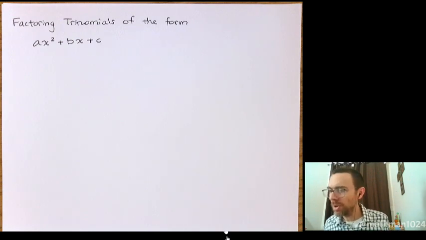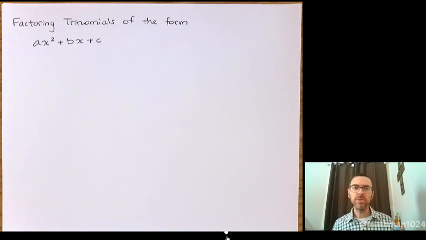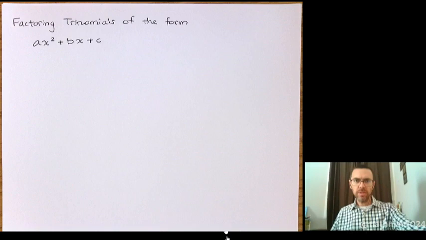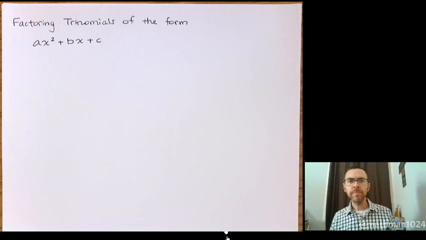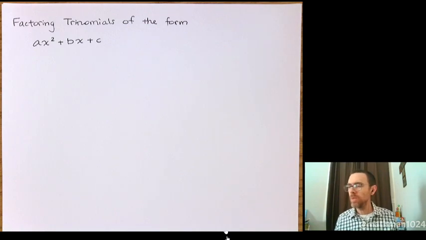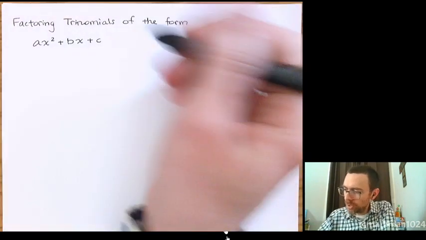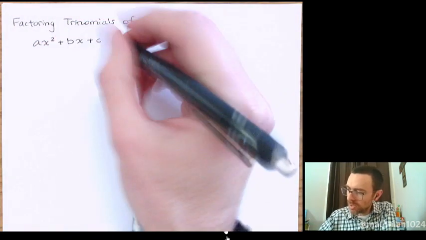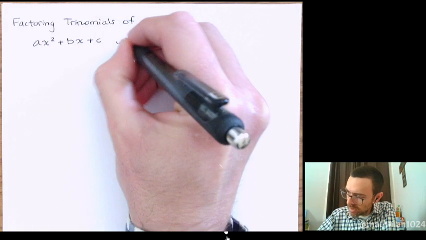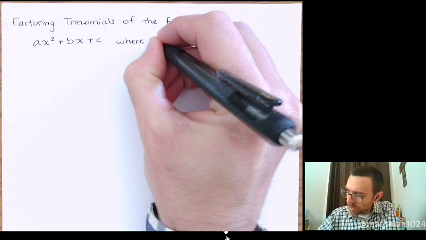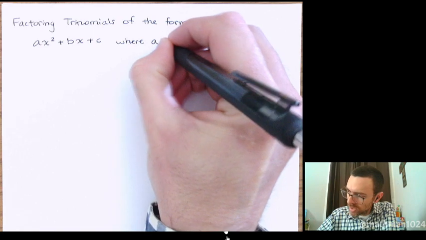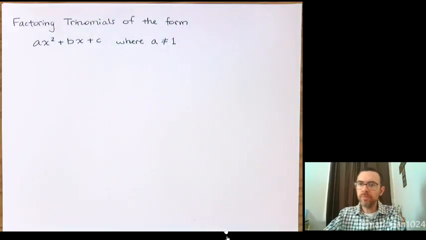Today we're going to be doing part 2 of factoring polynomials. We're going to be looking at factoring trinomials, which is where we left off yesterday. And this time we're going to be looking at factoring trinomials of the form ax squared plus bx plus c. And this is going to be where that lead coefficient does not equal 1.